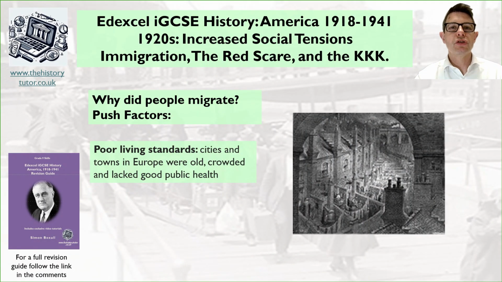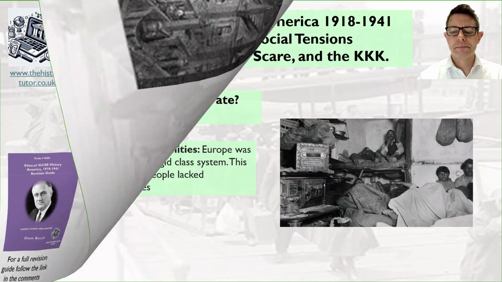So we need to look at some of those geography themes, push and pull factors. Don't worry, you won't need any colouring pencils for this. So let's look at some push factors. So poor living standards. In the cities and towns in Europe, they were old and crowded and lacked good public health. These were really old places where industrialization was piling up and it wasn't really purpose-built for great living conditions.